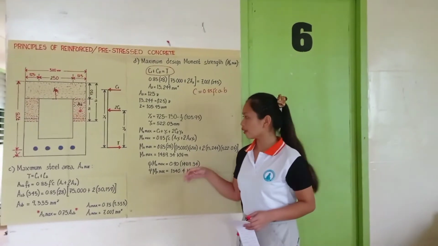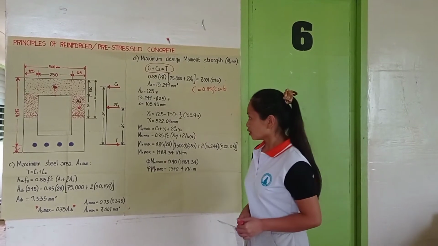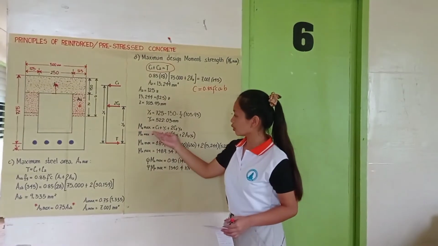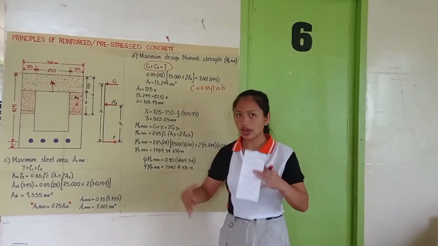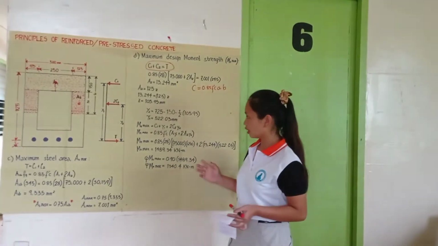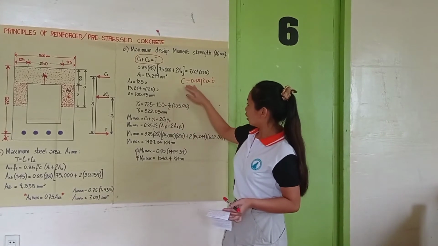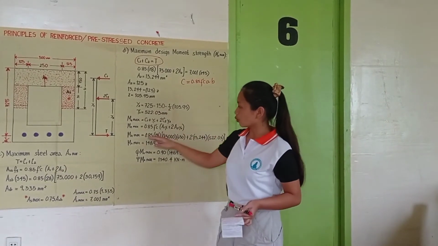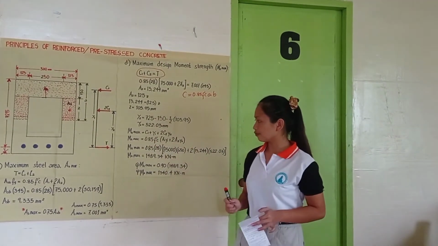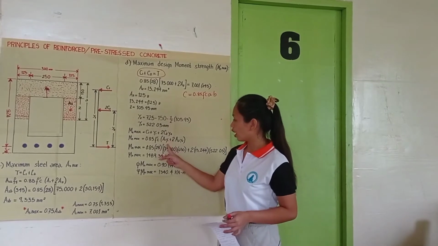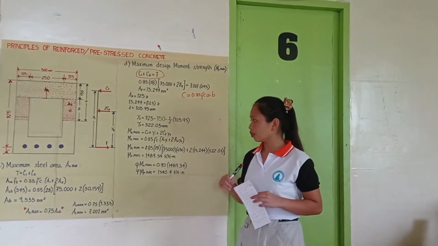We will solve now for our Mn max, or the maximum design moment strength. So we have the formula Mn max is equal to C1 Y1 plus 2C2Y2. We will rearrange the formula using the value of C here. So we have Mn max is equal to 0.85 times f prime c, the compressive force, times A1 Y1 plus 2 A2 Y2. That is the simpler form of our formula.